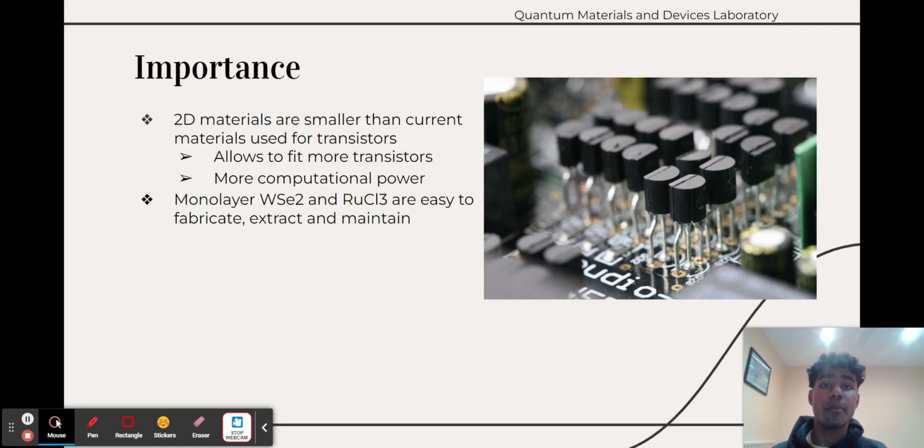By using our method of two-dimensional atomically thin quantum materials to make transistors, we're able to make much smaller transistors than the conventional. This means we're able to fit more transistors in a certain area, allowing our everyday devices to have much more computational power. Also, the materials we plan on using are extremely easy to work with and maintain.